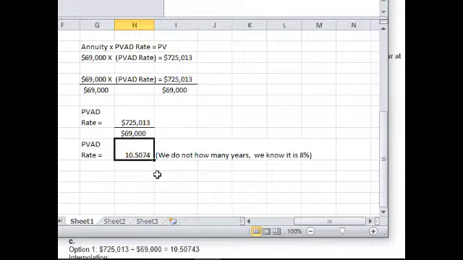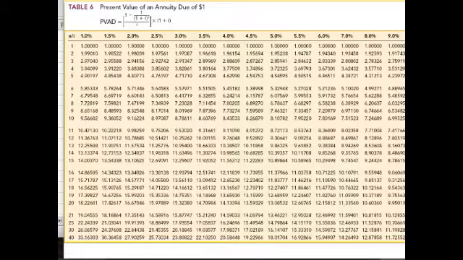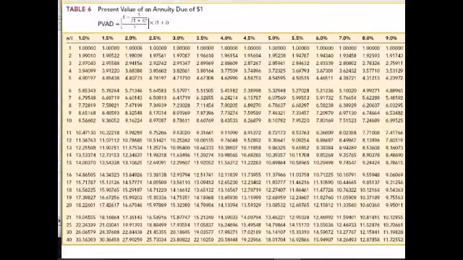I'm going to go to the table and look under 8%, because I know it's going to be 8%: the investment environment did not change. They did not say it's going to be 10% or 12%. It is still 8%, but I just don't know which year. So here is that present value annuity due table. I'm trying to find where the rate I calculated belongs on this table.